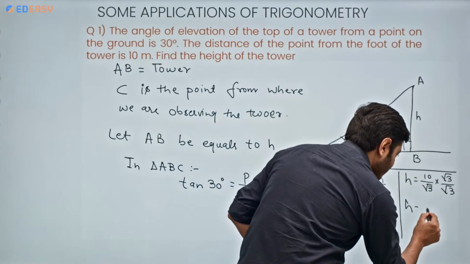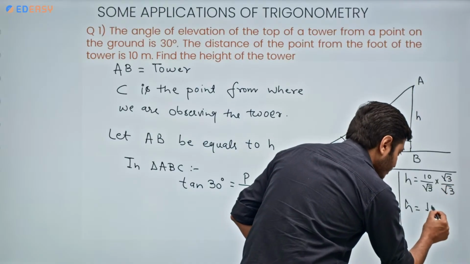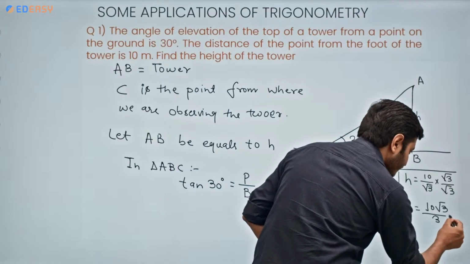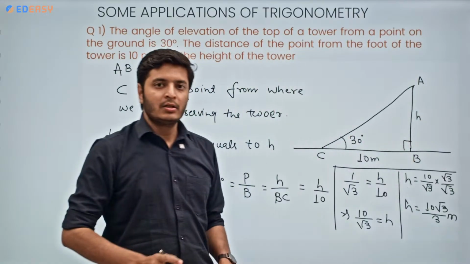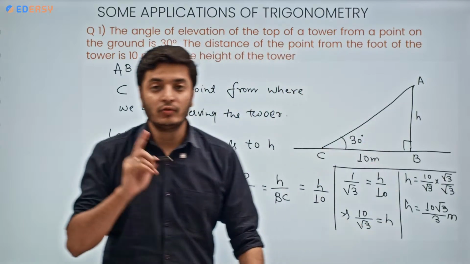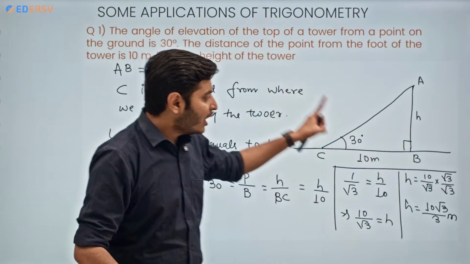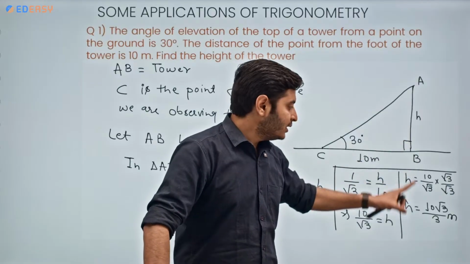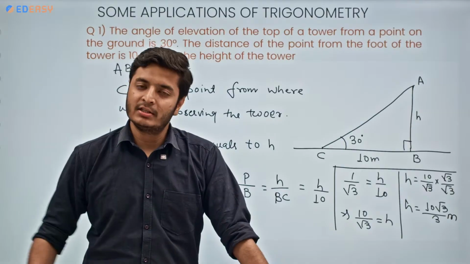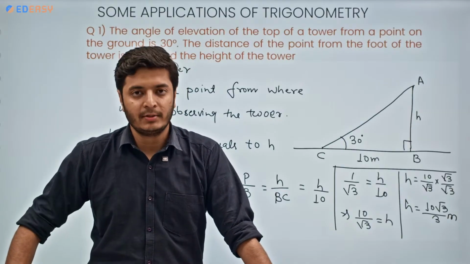So the h value will become 10 into root 3, 10 root 3, over root 3 into root 3, which is 3 meter. So this is your answer now. So the height of the tower, in the end, you will write it like this: the height of the tower is 10 root 3 divided by 3 meters. This will be your final concluding statement.